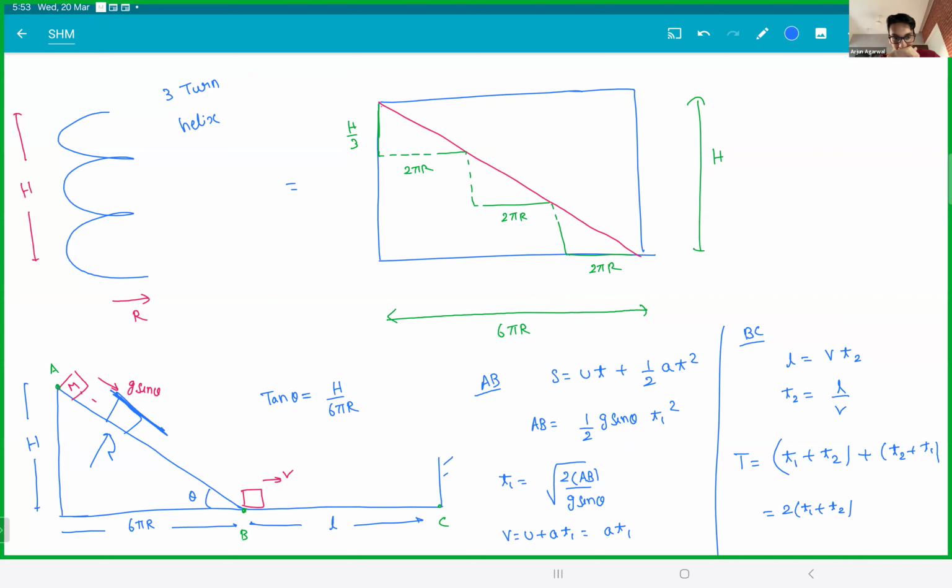One second, sir. What is the tangential force? What is the force along the incline? Mg sine theta. Is there any other force? You're only interested in this force, isn't it? Mg sine theta. Why do I care about the normal?